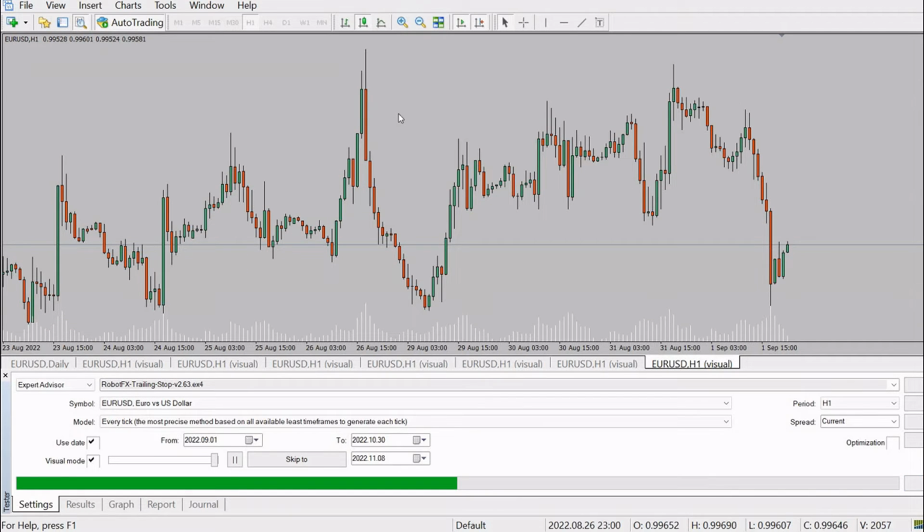This is it. This is how to trail the price, how trailing stop works, and those were trailing stop methods used by the RobotFX trailing stop expert advisor.